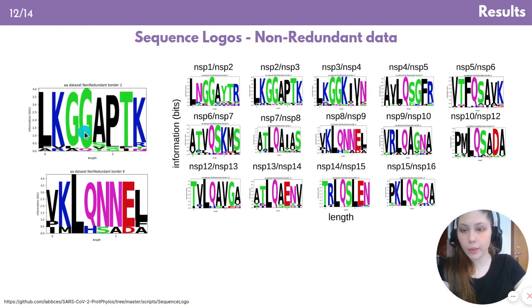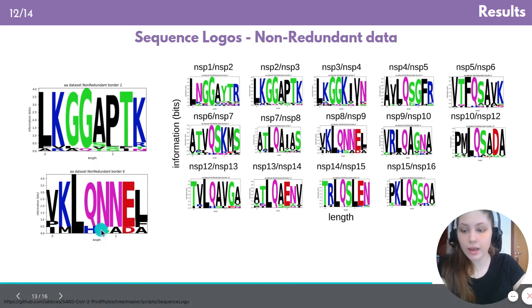For example, for PL-Pro, the glycine at the end of the protein was substituted by a glutamine, and for M-Pro, the glutamine at the end of the protein was substituted by a histidine.